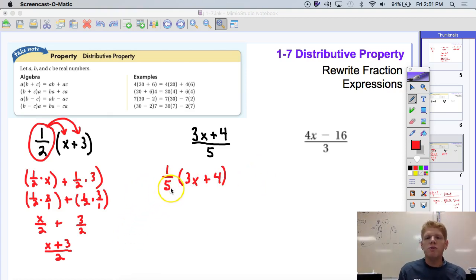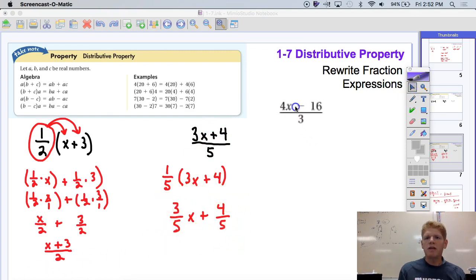But what we want to do then is finish simplifying by turning this into a sum. So we're going to take 1/5 times each one of these. So 1/5 times 3x, that's 3 times 1 is 3 over 5x. And 4 times 1/5 is 4 times 1, 4 over 5. So now we have turned this into a sum of two different terms.